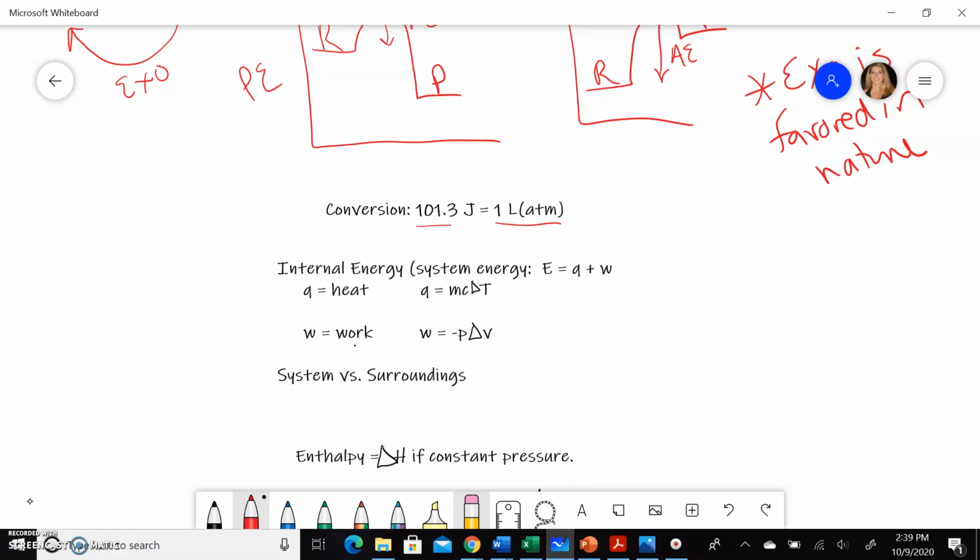First of all, the Q is equal to the heat. And you may remember this MCAT equation from first year chemistry. Let's just review that. The M in this equation is the mass. So it matters how much stuff you have.